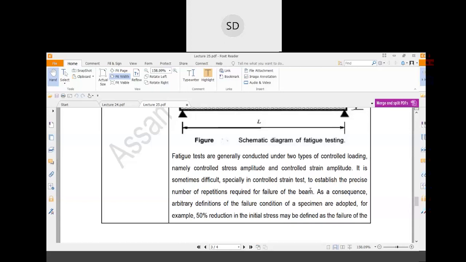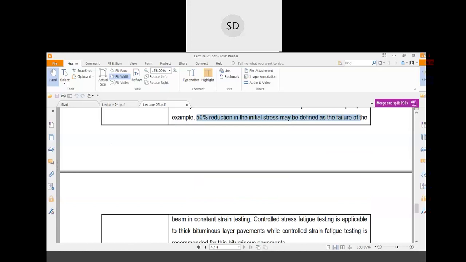Therefore, you need to adopt some failure criterion so that you can check the total number of repetitions in a strain control test. So as a consequence, an arbitrary definition of the failure condition of a specimen is adopted. For example, a 50% reduction in the initial stress may be defined as the failure of the beam in constant strain testing. So in a constant strain testing, you are constantly straining a particular object. Now, whenever the stress there is reduced to half of the initial stress, in that case, you will consider that the particular specimen has failed.